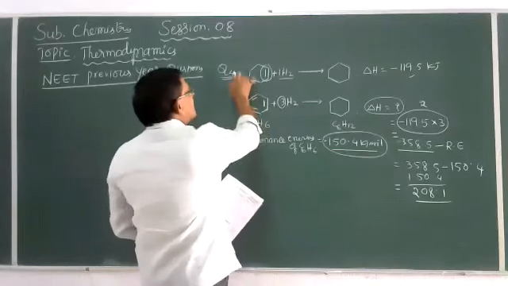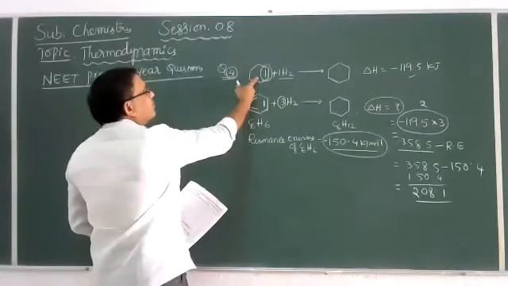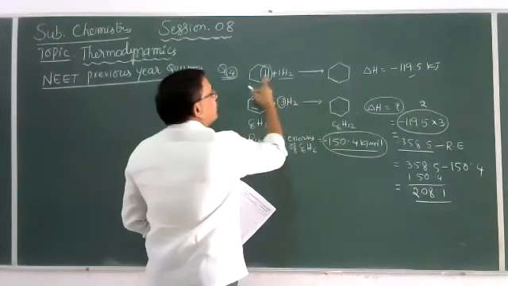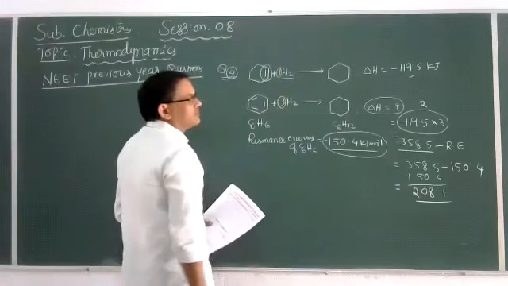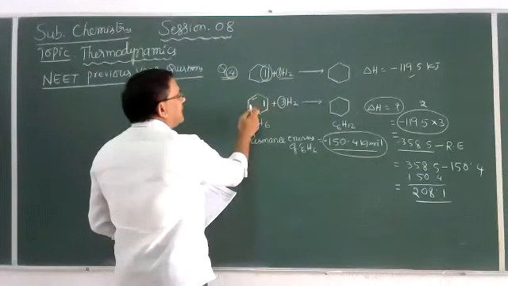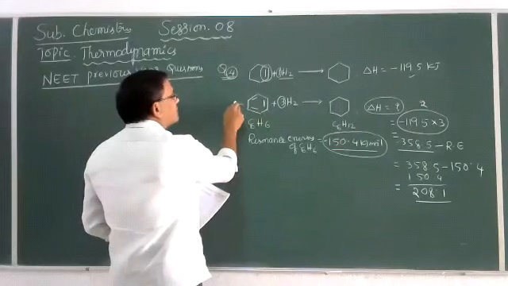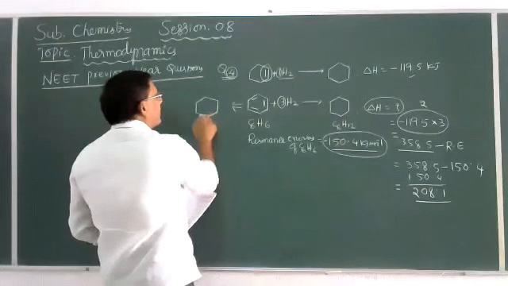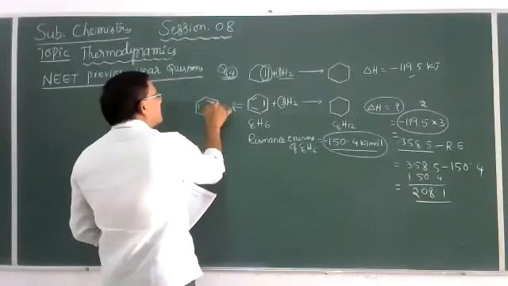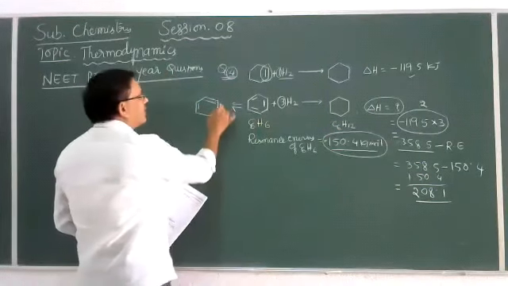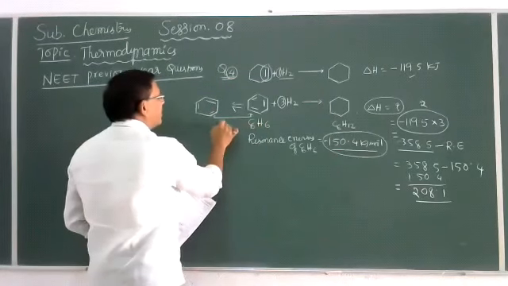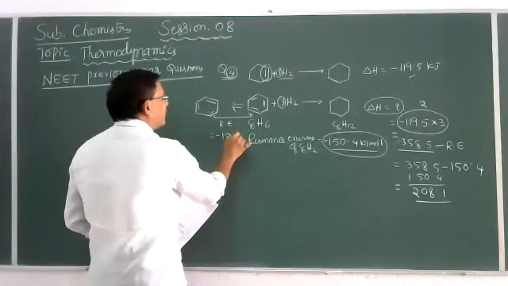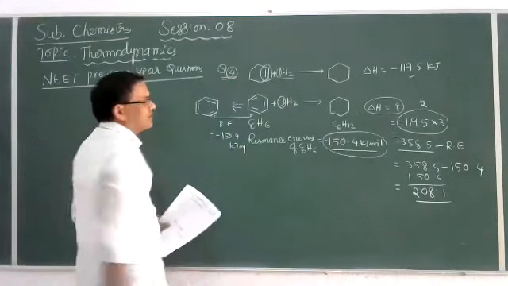So our problem is, observe once again: 1 mole of cyclohexene is converted into cyclohexane, 1 double bond, 1 mole. But here three double bonds are there, and it also undergoes resonance due to the delocalized pi electrons. It undergoes some amount of energy that is called the resonance energy, RE. That resonance energy is minus 150.4 kilojoules per mole, given.